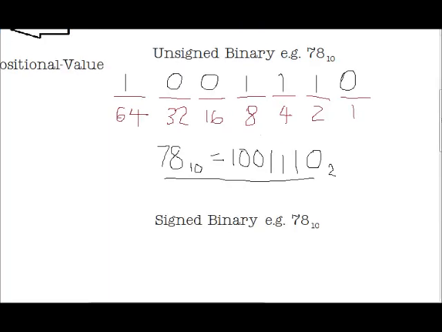Next, we looked at how we can change the decimal into a signed binary using the positional value method. It is very similar to what we have done for unsigned, except that we add another bit to indicate if it's a positive number or a negative number.